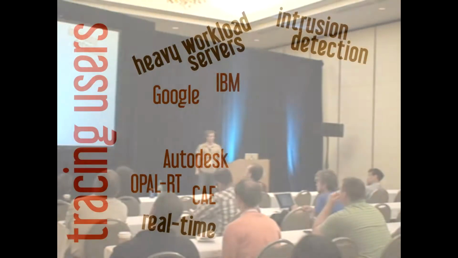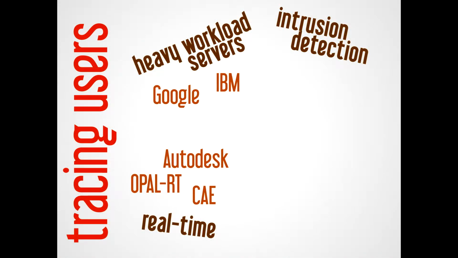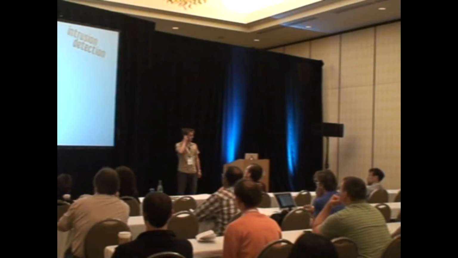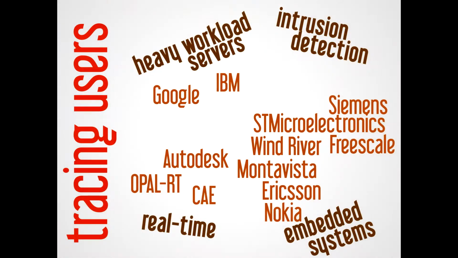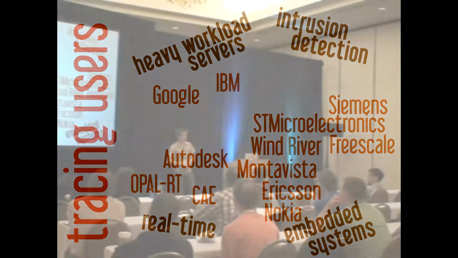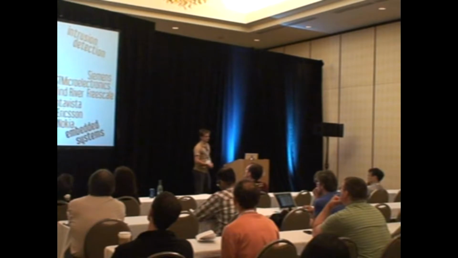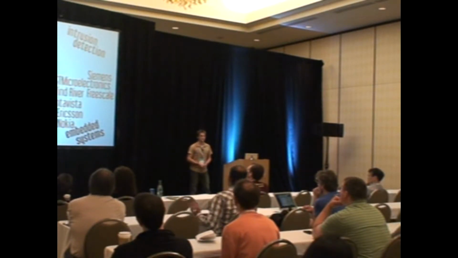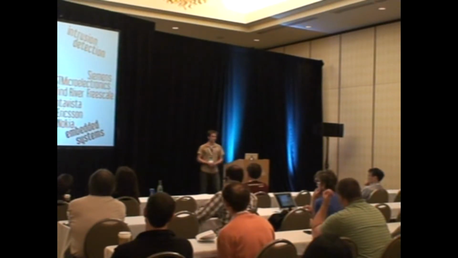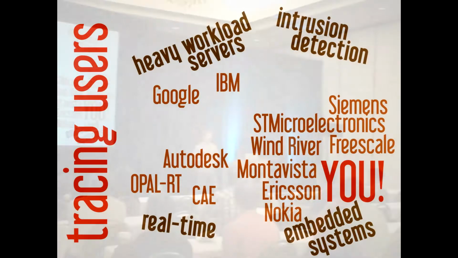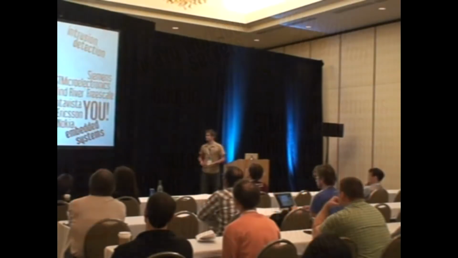Many people trace. There are lots of users in various fields, from enterprise workload servers to intrusion detection and real-time, and especially embedded systems. Lots of users trace their products because it allows you to save resources like time and battery, many resources that are critical for embedded systems. And you can be a user since it's easy to set up and use.